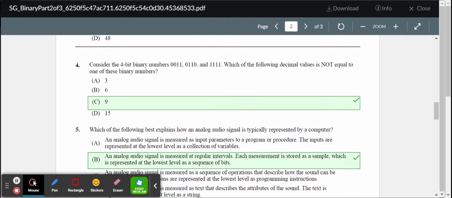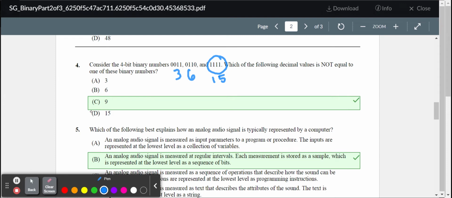Yeah. Consider 4-bit binary numbers. Which of the following decimal values is not equal to one of these? So again, we would say that's 15. That would be 2 and 4. That's 6. And that is 1 and 2. That's 3. So 9.